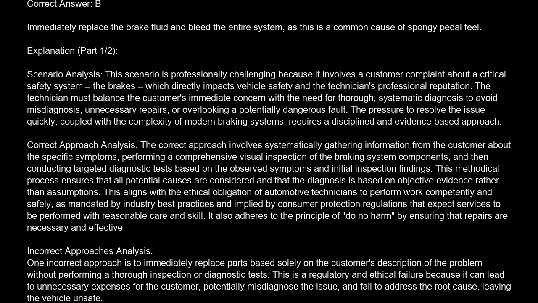The correct answer is B. Immediately replace the brake fluid and bleed the entire system, as this is a common cause of spongy pedal feel.